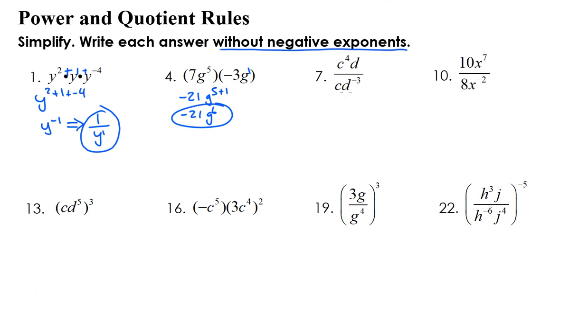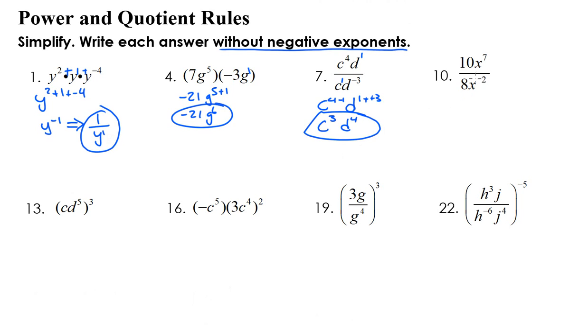Okay? 7, we've got division here, which means I look at this as a big subtraction sign. So that's d to the first and that's c to the first. So this is going to be c to the 4 minus 1 and d to the 1 minus negative 3, which double negative turns into a positive. So that's going to be c to the third, d to the fourth.